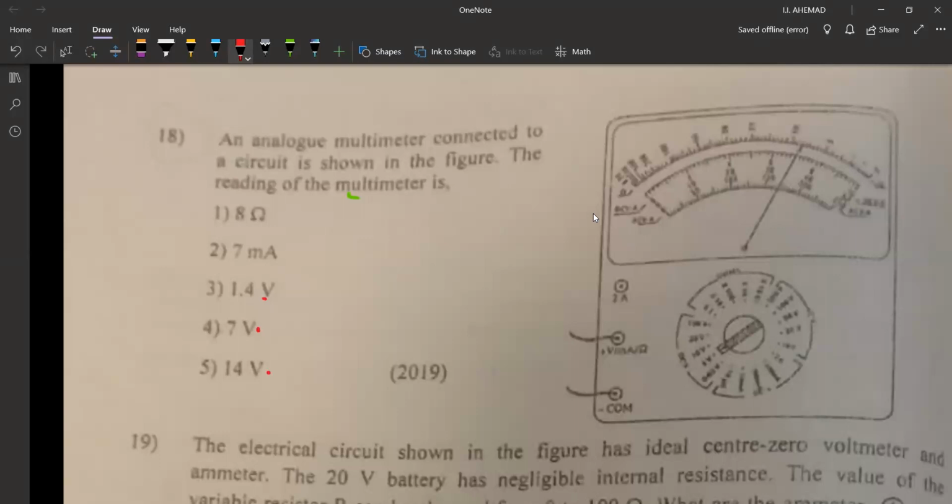Here, DC volt, right? It's not clear in the picture. Shahama, is it voltage? And here they have marked a value. What is that value? Is it 8 volt? Shama, is that 8 volt?